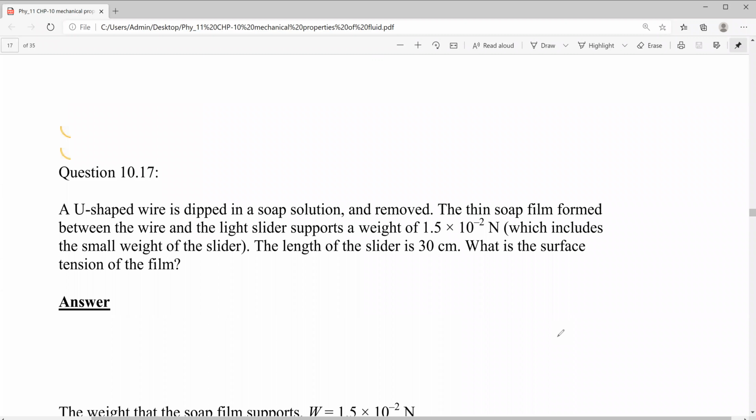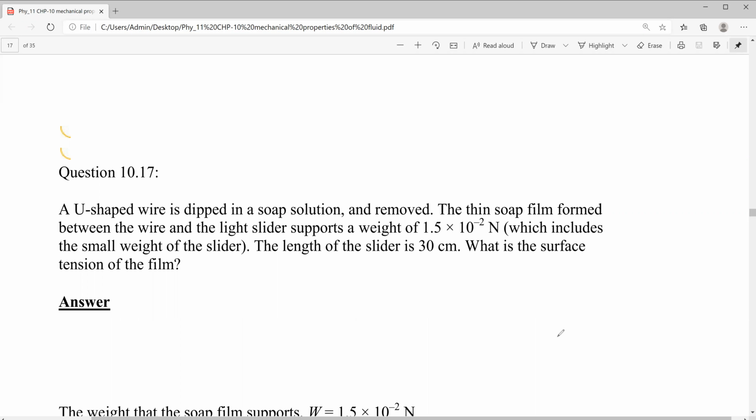10.17. A U-shaped wire is dipped in a soap solution and removed. The thin soap film formed between the wire and the light slider supports a weight of 1.5 into 10 to the power of minus 2 Newton. The length of the slider is 30 centimeter. What is the surface tension of the film?